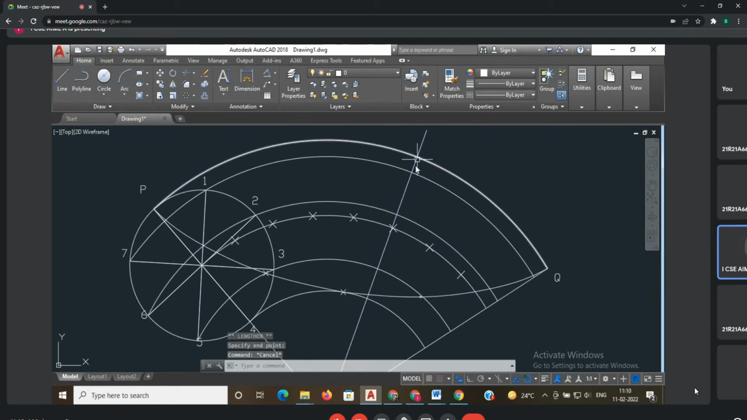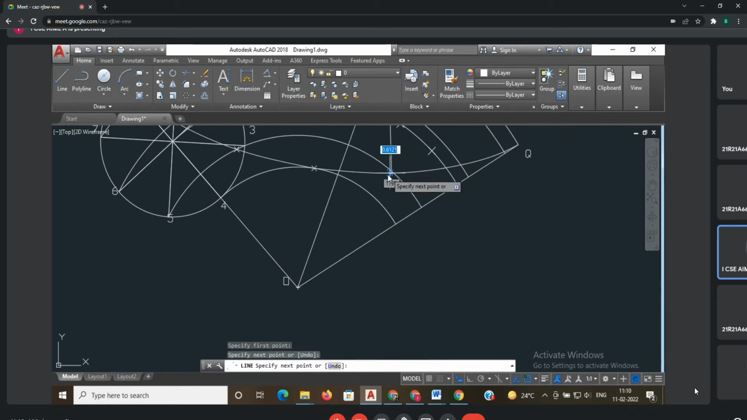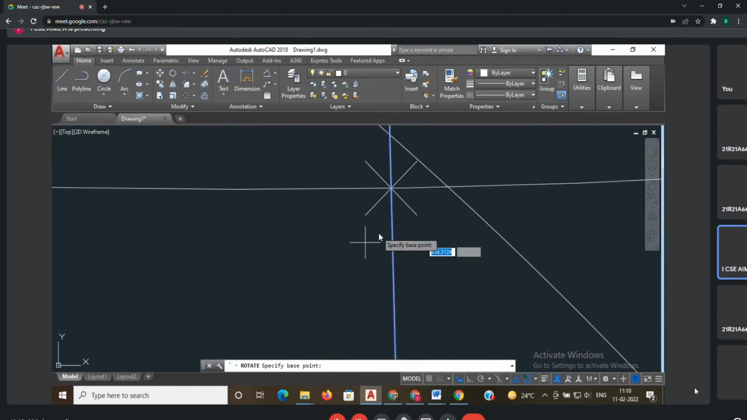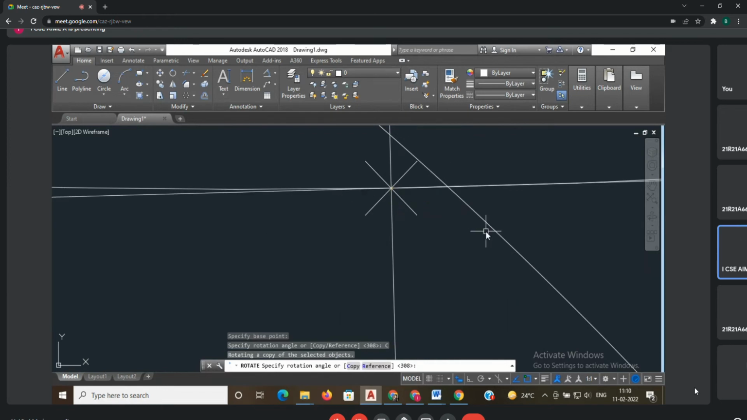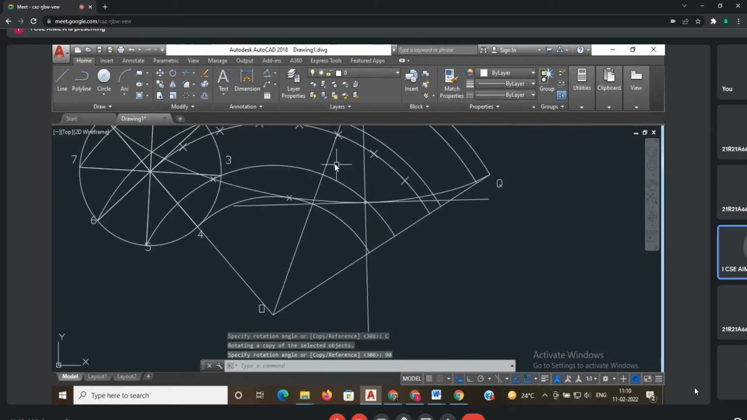From this end point, you have to draw 1 line through R. Nothing but it is your normal. This is your normal line. Extend it. At 90 degrees to this normal, you will get the tangent. That's it. The base point is here, and go for copy and give 90. Okay. Now you can erase this line if you want. Otherwise, you can keep it like this. One is the normal. This is your tangent. This is your curve. Go for bilayer. Okay.